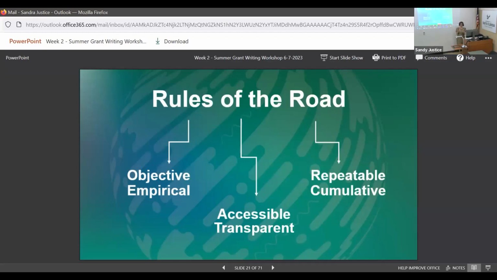Research should be objective, empirical, accessible, transparent. That's our language. Repeatable and cumulative. So what does that mean?